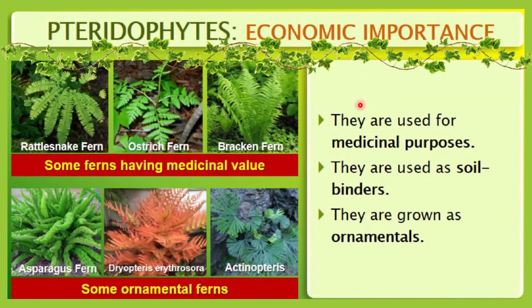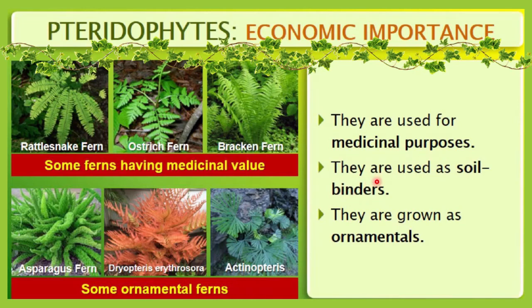Now let me discuss the economic importance of pteridophyta. First of all, medicinal purpose is a very good importance of the pteridophyte, meaning they are used for medicinal purposes. Here you can see some examples: rattlesnake fern, ostrich fern, and bracken fern. These are all ferns which have some medicinal values, and that's why they are used for medicinal purposes.